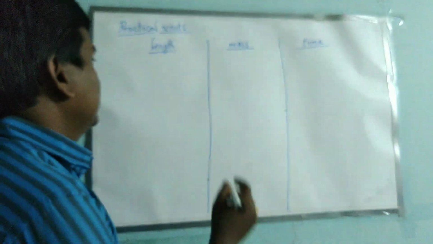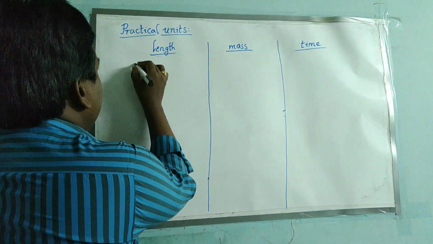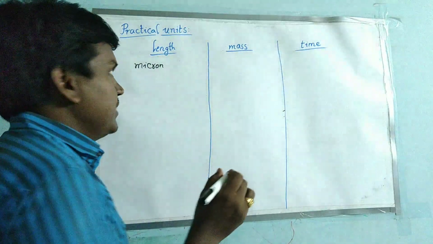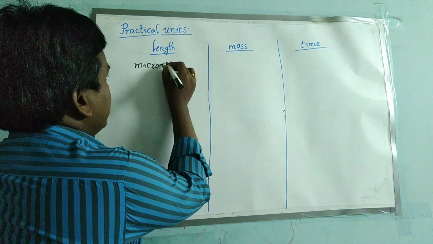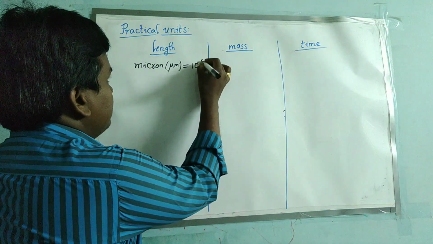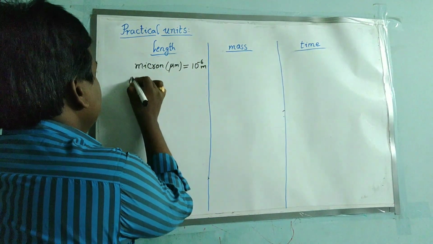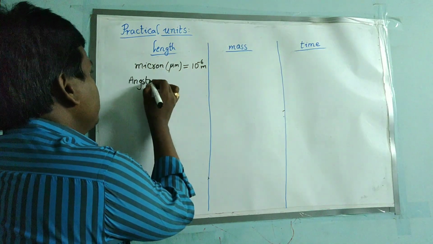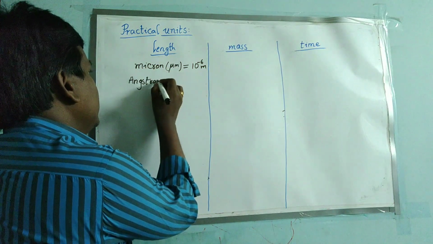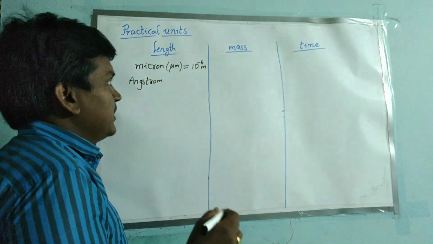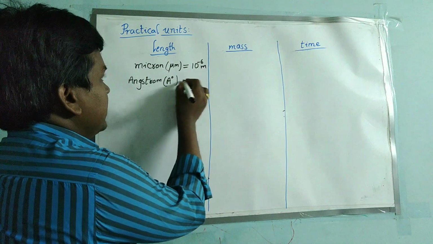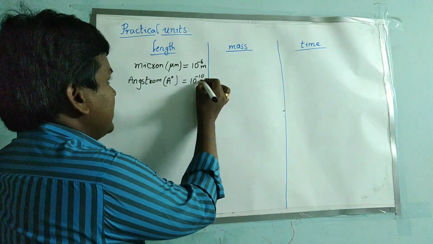Here, coming to length, the practical unit is the micron. Micron is a practical unit which is used to measure the size of a microorganism. Micron is indicated with the letter mu, so mu m is equal to 10 to the power of minus 6 meter. And next, angstrom. Angstrom is also a small unit which is used to measure the size of a bacteria or microorganism. Angstrom is indicated with this symbol, and it is equal to 10 to the power of minus 10 meter.